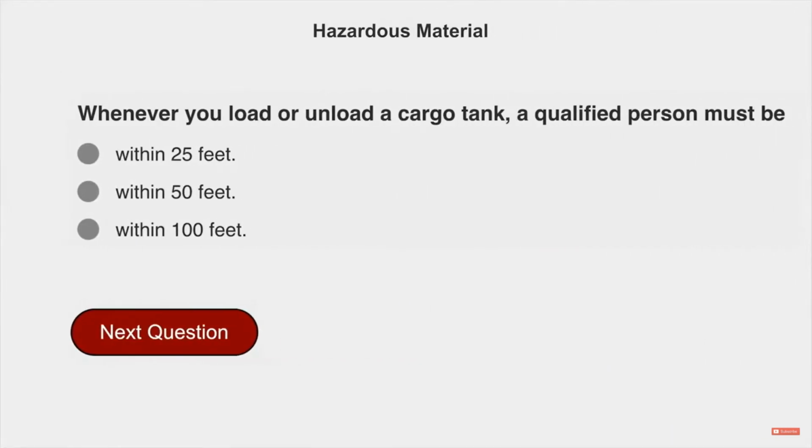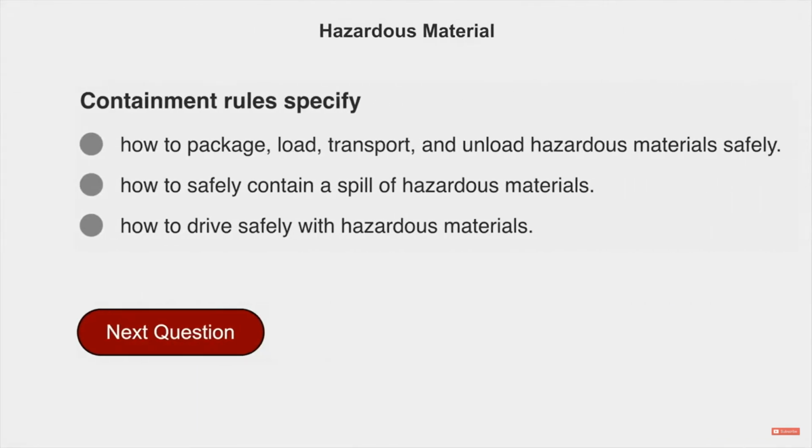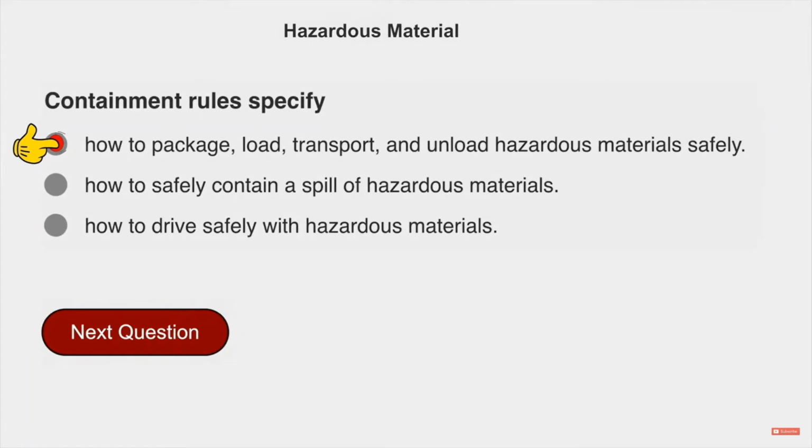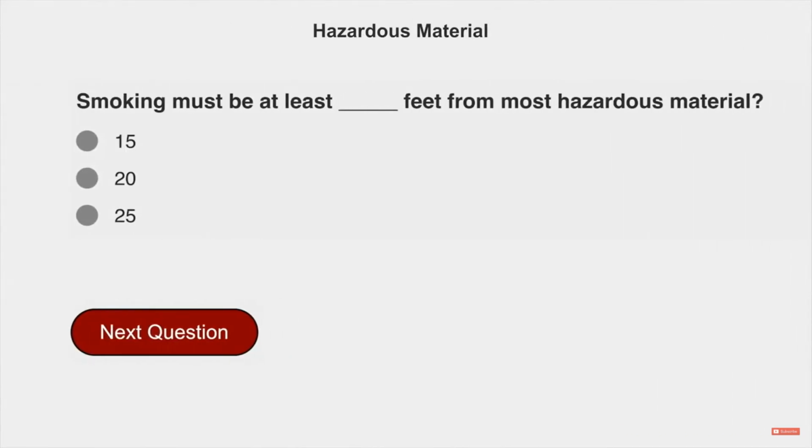Whenever you load or unload a cargo tank, a qualified person must be within 25 feet. Containment rules specify how to package, load, transport, and unload hazardous materials safely. Smoking must be at least how many feet from the most hazardous material? 25 feet.